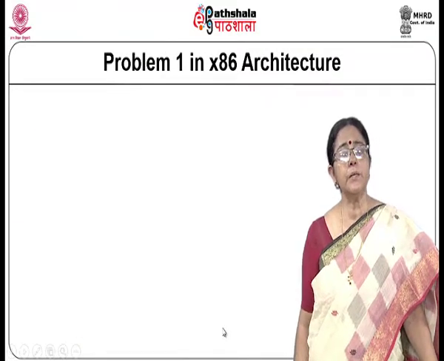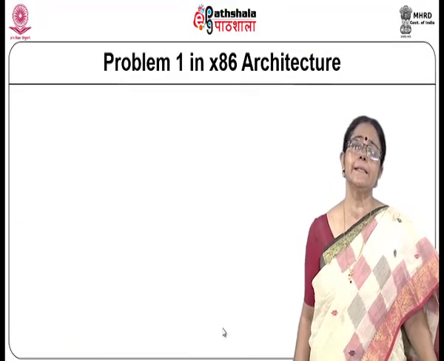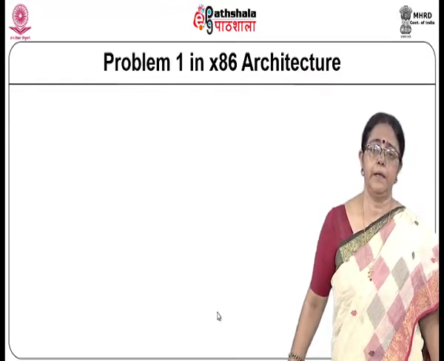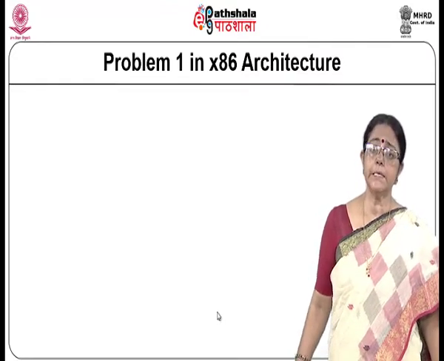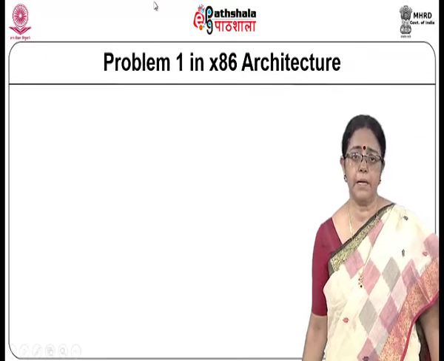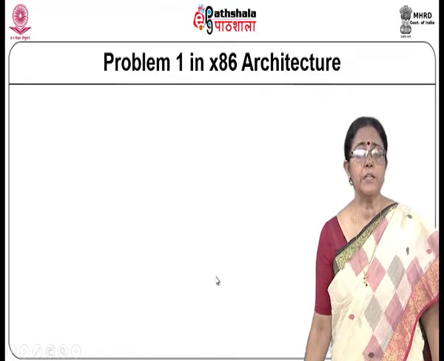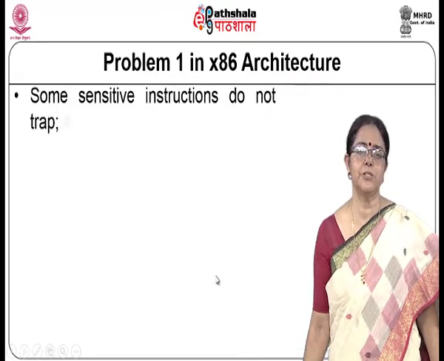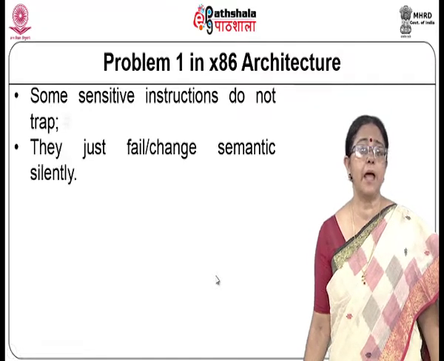So, let us look at the problems of x86, which incidentally is the most commonly used architecture, by Intel Corporation and others. Most of our machines are based on the x86 architecture. So, let us look at the problems. Some of the sensitive instructions do not trap. So, they are not privileged instructions.